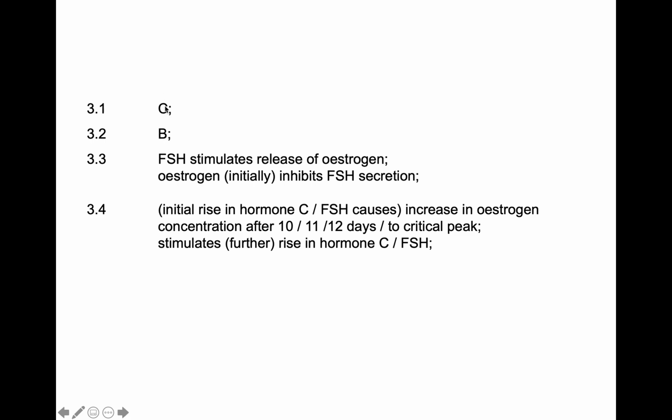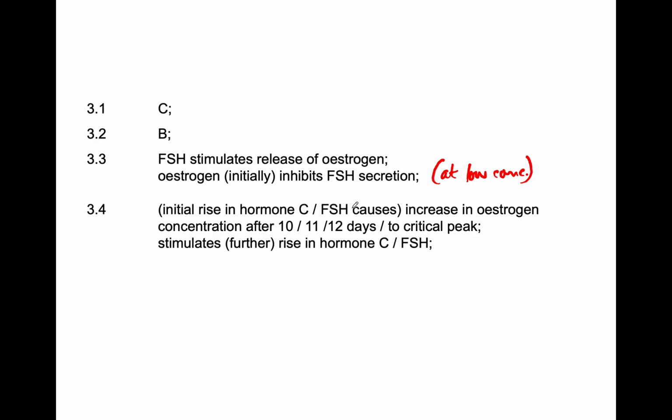Those hormones that you needed to label first were C and B. The role of FSH is to stimulate the release of estrogen. Initially, estrogen will inhibit FSH secretion. Just remember, estrogen inhibits at low concentrations. We get that negative feedback at a low concentration of estrogen, positive feedback later. Okay.